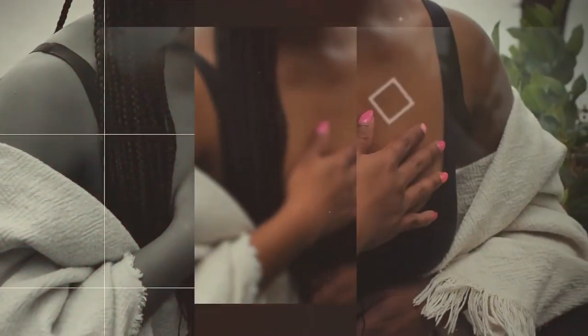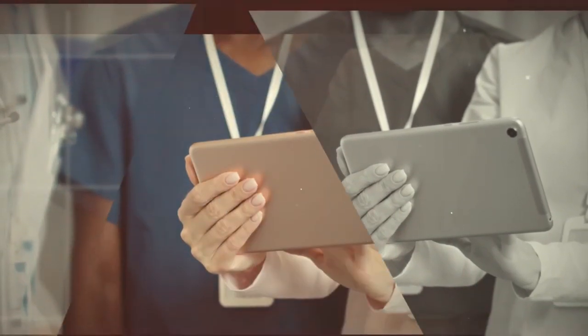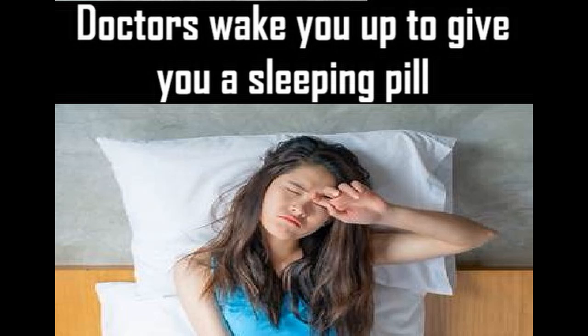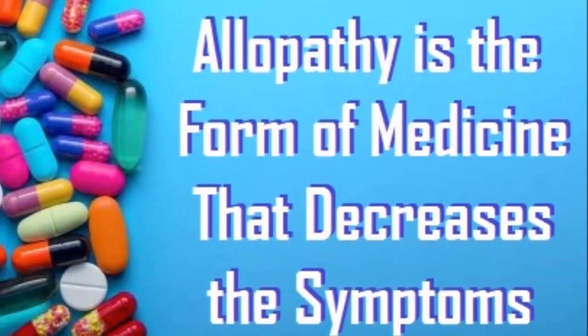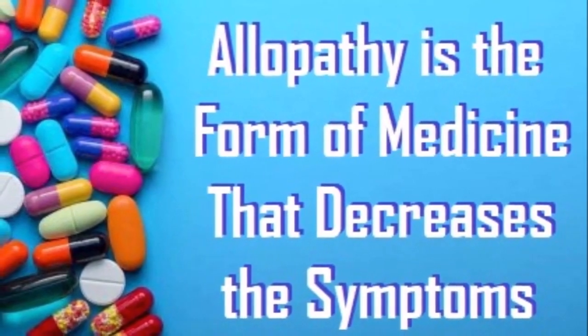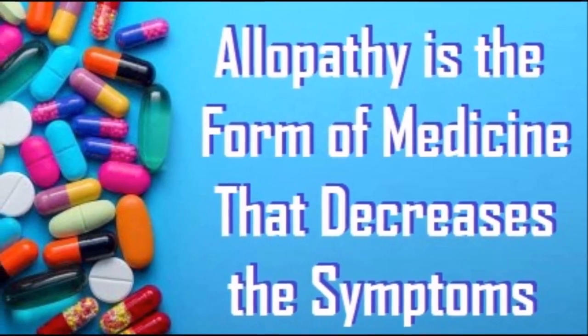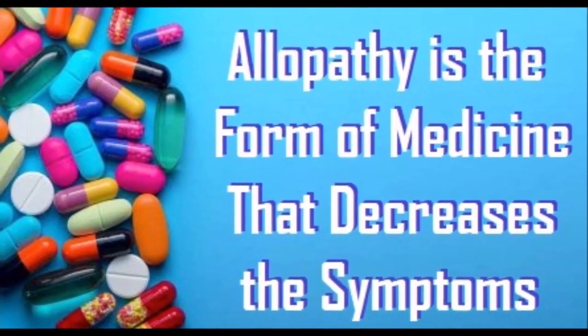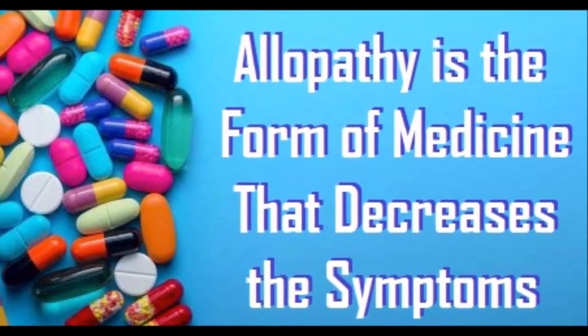Now, the reason this isn't talked about in conventional medicine is that, frankly, 95% of conventional medicine purely is symptomatic medicine. Modern medical doctors will wake you up to give you a sleeping pill. They really don't quite understand the body. Allopathy is the form of medicine to decrease the symptoms. The allopath wants to know what your symptoms are and how we can decrease them. He's pressed for time, and he's really doing crisis medicine.